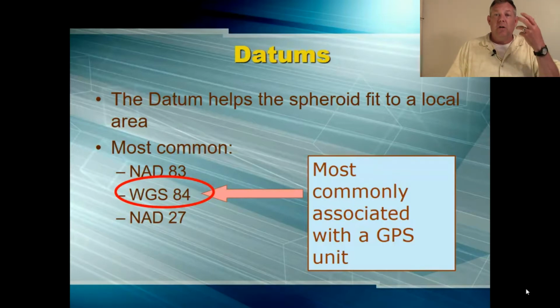A lot of GPS units you can change and use a different datum, but you often don't want to. When you're working with GPS, usually you can assume it's using the WGS84 geodetic system to calculate its latitude and longitude, and that's pretty accurate. That gives you pretty accurate coordinates.